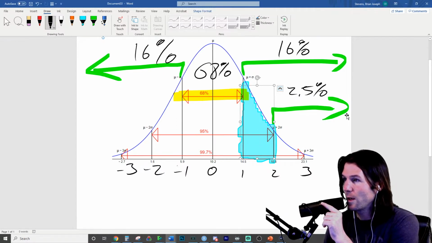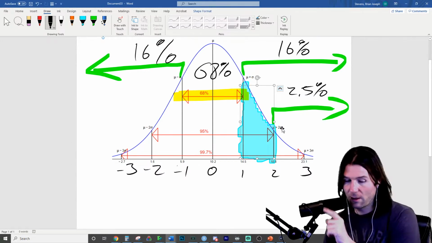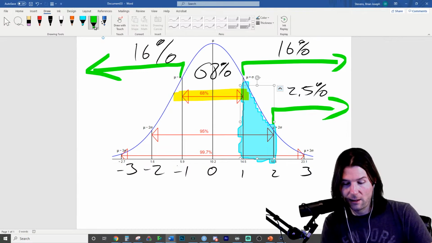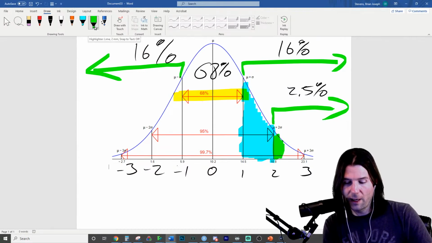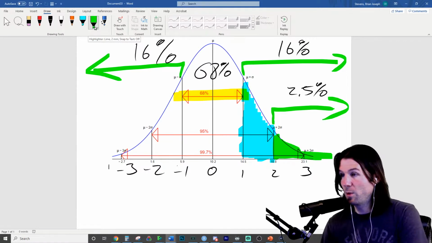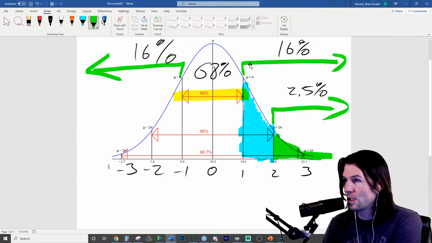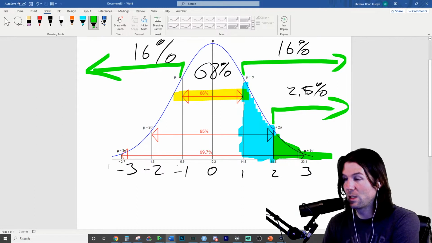Because 2.5 is above here. 16% is above here. So if you were to take and subtract off this 2.5 off the 16, which is the area above here, then what is that blue area worth? Because 16 is the area total across 13.5.